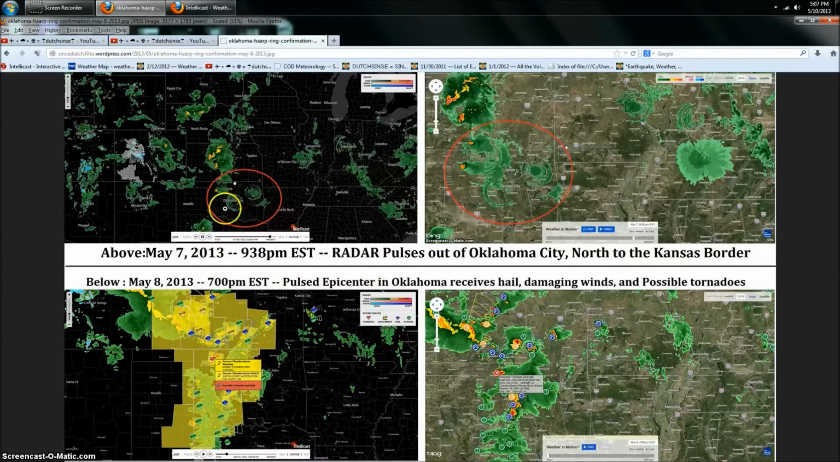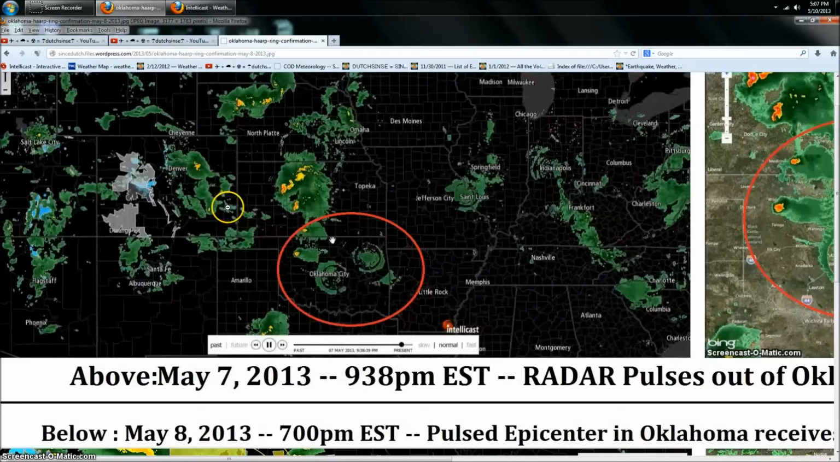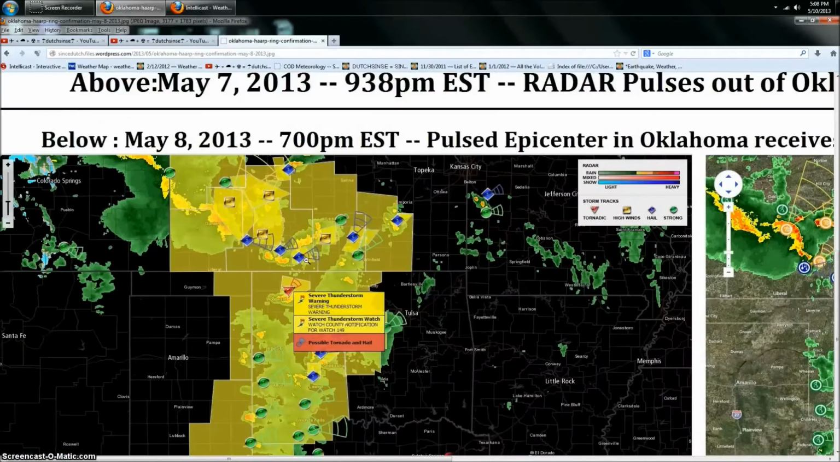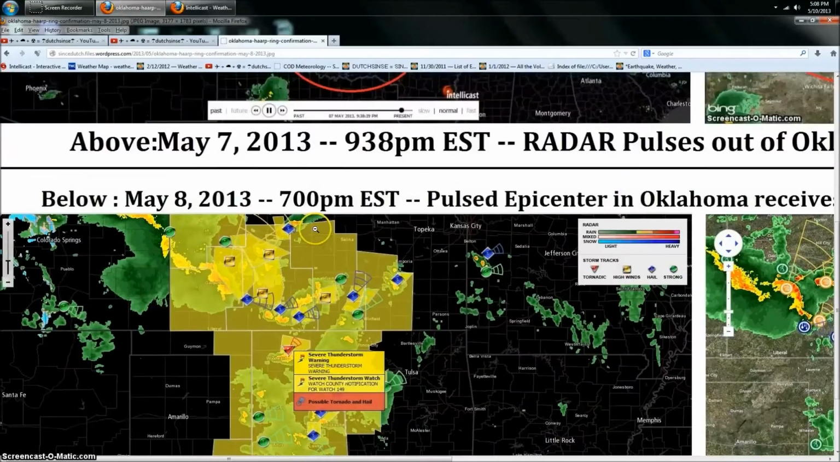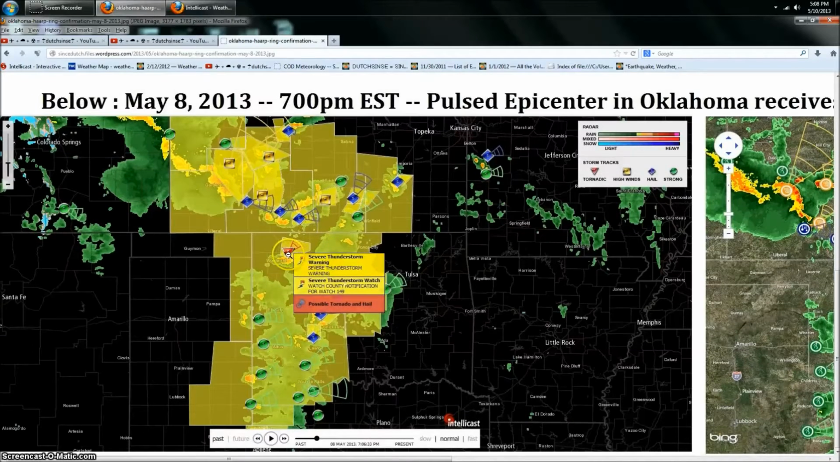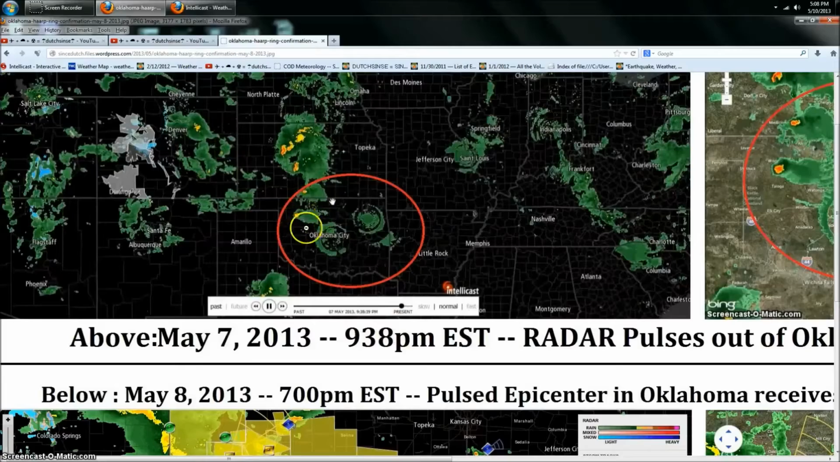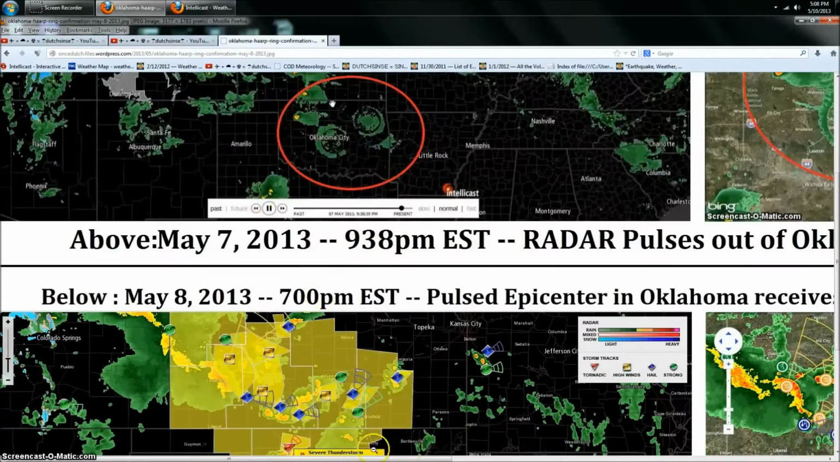So pay attention to where these pulses are. Scalar Square here, let me zoom it in. Pulse in Oklahoma City, pulse in Tulsa, Scalar Square over in northwest Oklahoma. Come forward 24 to 48 hours later, let's see, within 36 hours, look where the tornado forms. At the center where the square was. Right here, okay? This is just one example of many.